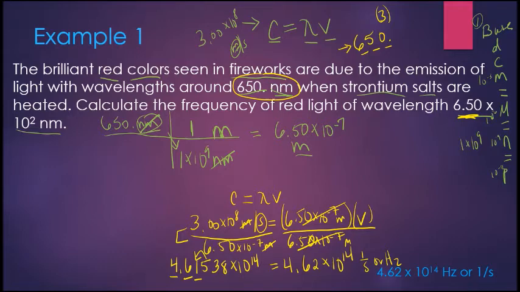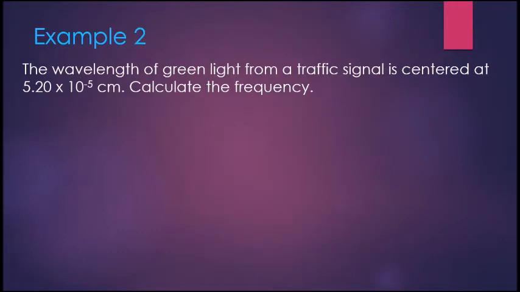So that's the first type of problem that you would see using the speed of light equation, relating wavelengths to frequency. Now we're going to do another one. I'm going to have you start it on your own for practice, just like we did this one. It's very similar. A wavelength of a green light from a traffic signal is centered at 5.20 times 10 to the minus 5 centimeters. Calculate the frequency. So take a moment to do that. We'll come back in a couple minutes.